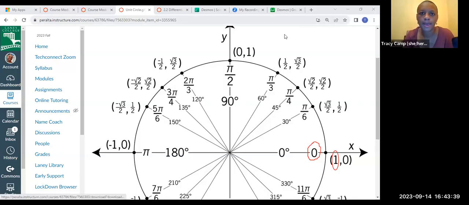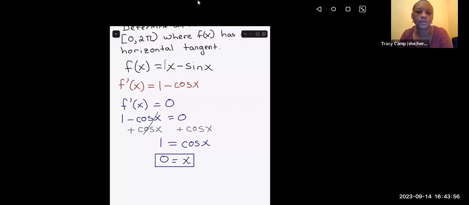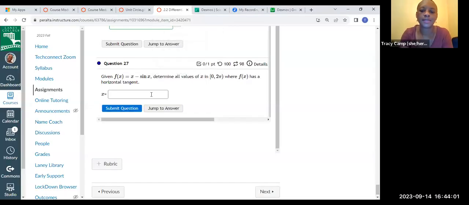So just going back to my iPad, I can say that this happens when x is equal to 0. And I'm done. That's it. There's just one answer for this one. I hope that helps, and take care.